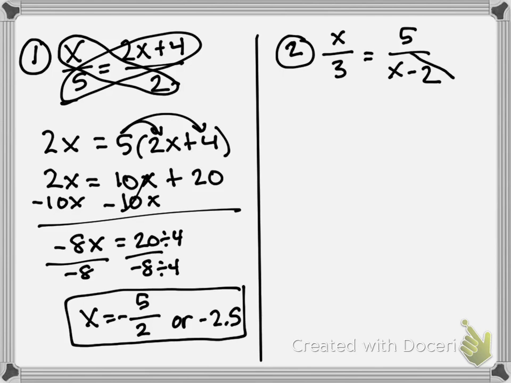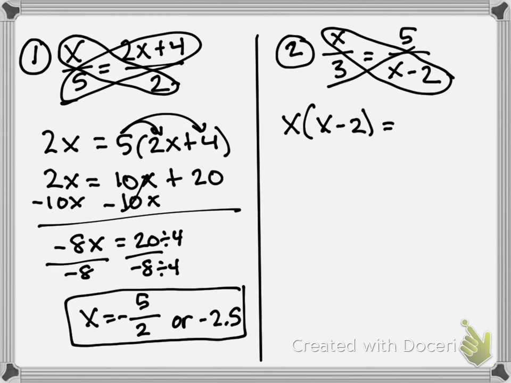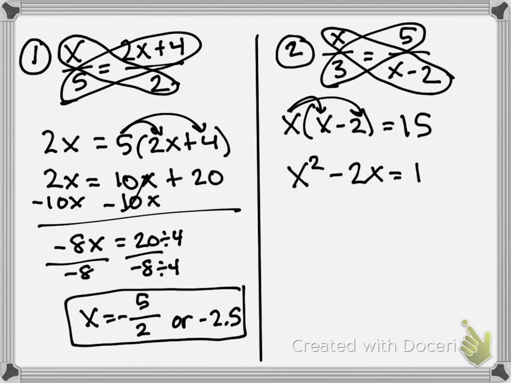All right, same thing on number 2. I have x times x minus 2, and I'm setting that equal to 3 times 5, which is 15. Distribute the x. I get x squared minus 2x equals 15. All right, what's the one thing that should be standing out to you right now? Well, it's this x squared, which means that this is a quadratic function.